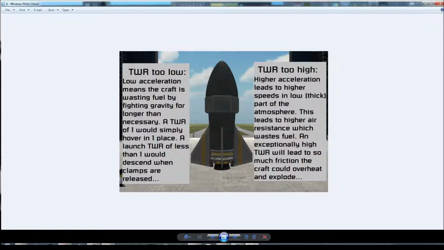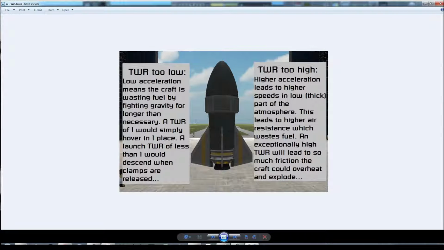On the other hand though, if your thrust to weight ratio is too high, you accelerate very fast, which leads to high speeds in the lower part of the atmosphere, where it's very thick. Now what that means is you're impacting lots of particles in the atmosphere, which we call air resistance, and that wastes a lot of fuel as well. So the faster you go through thicker atmosphere, then the higher air resistance goes and the more fuel you waste.